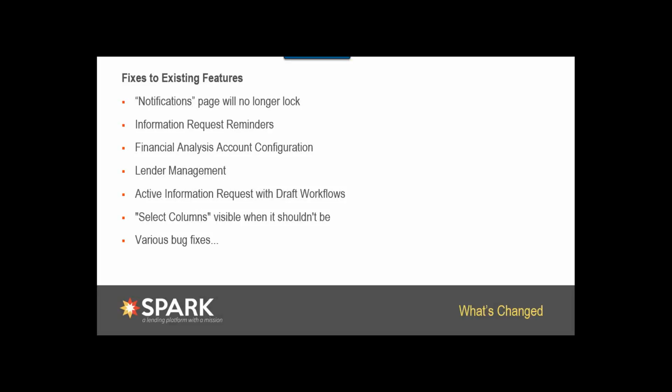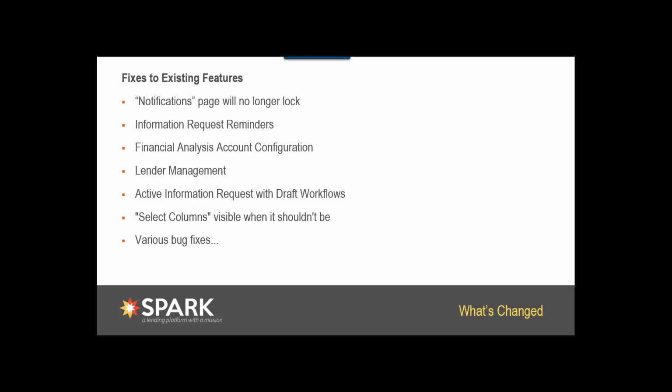We also had some issues in the financial analysis section where if you had an account with no sub-accounts, it would give you an error when you tried to save that financial analysis. And we've gone ahead and fixed that, so you'll no longer see that error message. For the lender management, we've resolved errors with the 9-digit zip code where it wasn't allowing you to save. That's now been fixed, so you can save the 9-digit zip for new lenders.